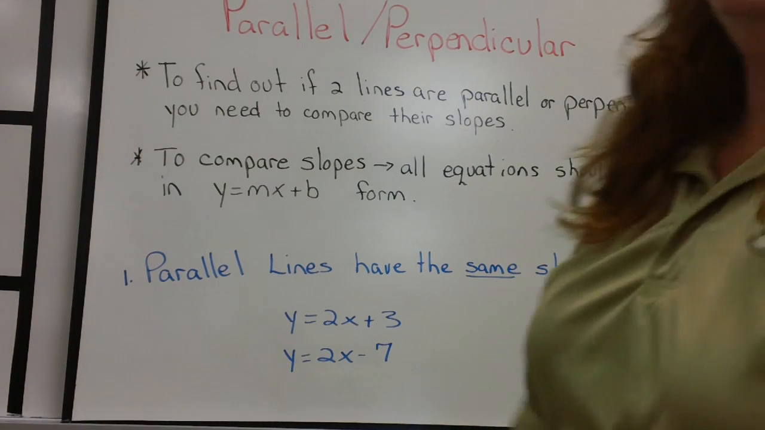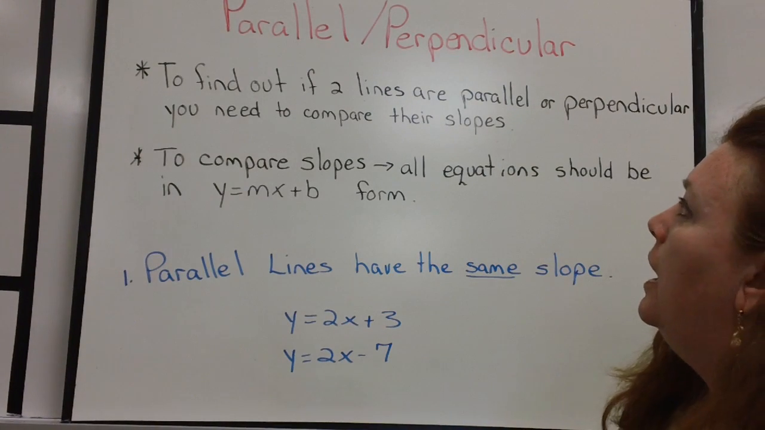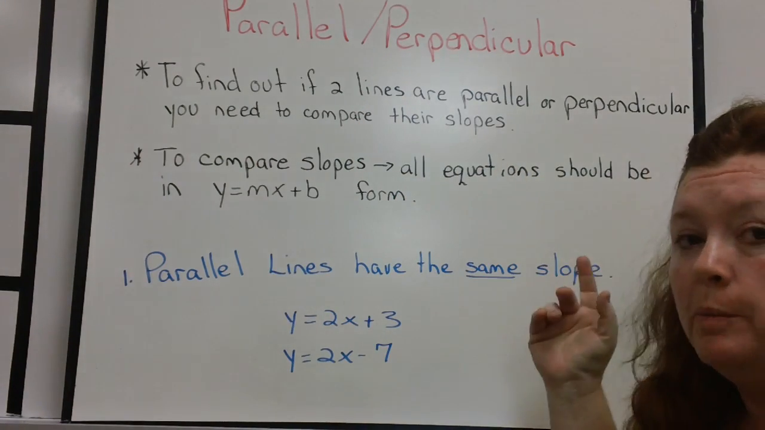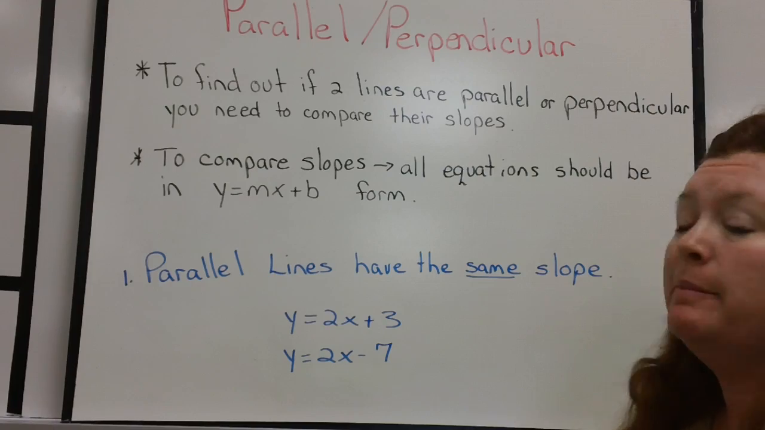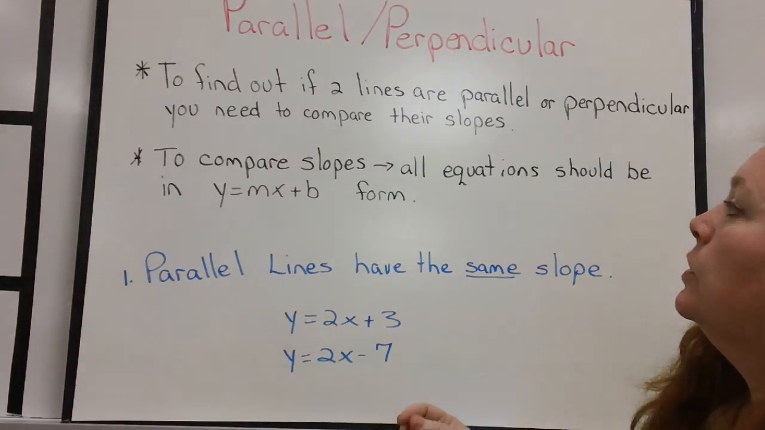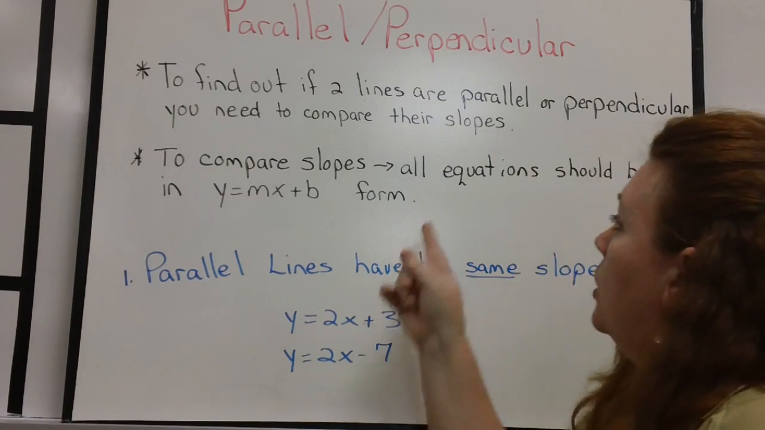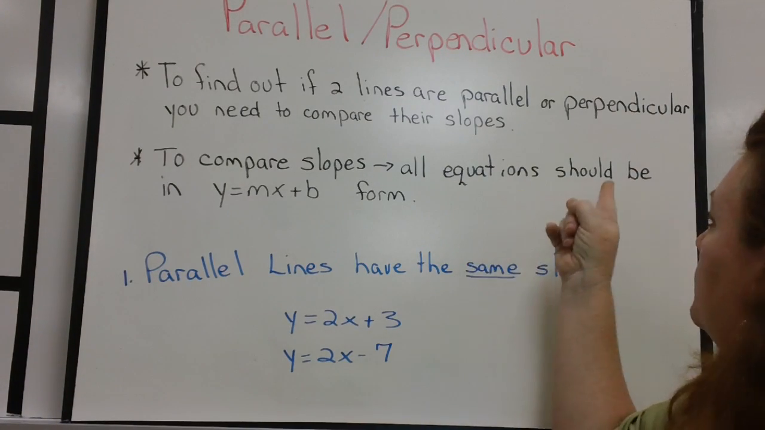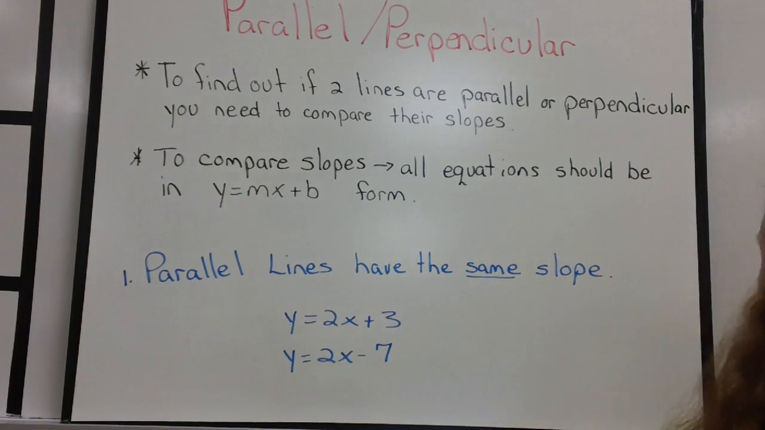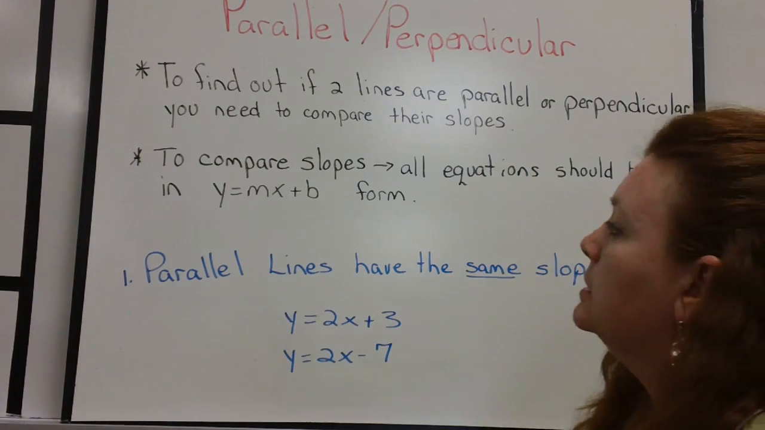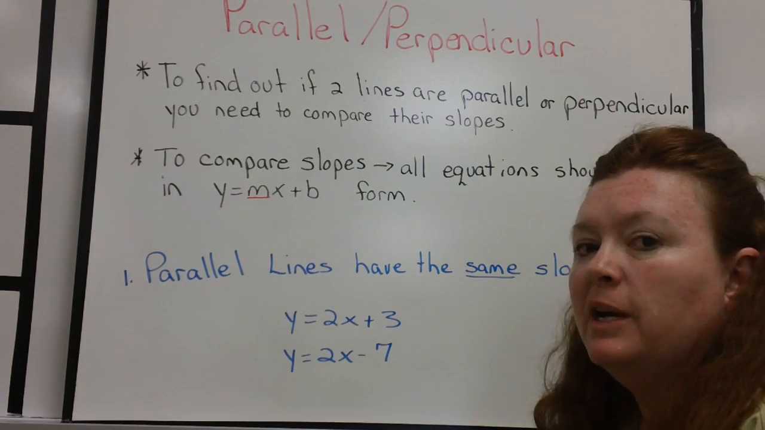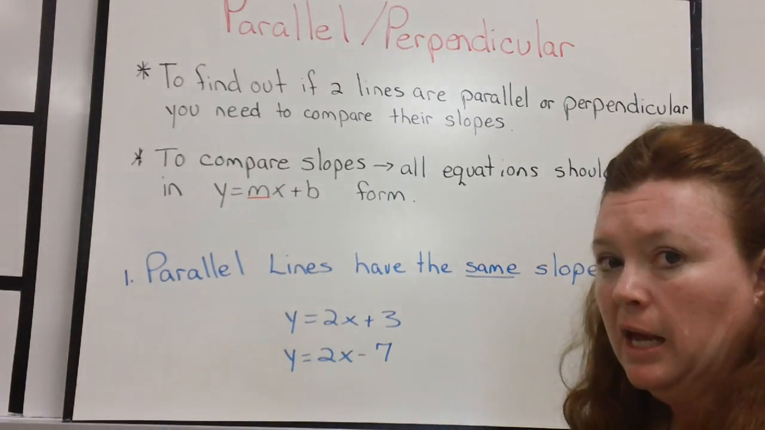All right, parallel and perpendicular lines. To find out if two lines are parallel or perpendicular, you have to compare their slopes. This all has everything to do with slope. So to compare their slopes, we're going to need all the equations to be in y equals mx plus b form. How come? Because once it's in y equals form, you know the number in front of the x is the slope of that line.